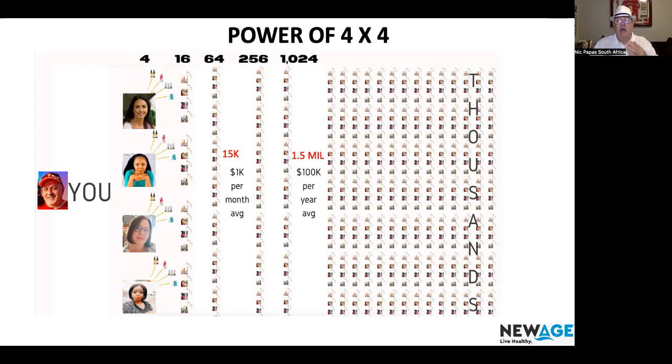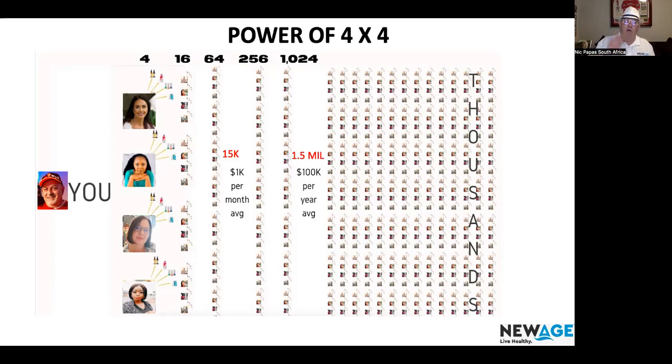Now we work on a multi-level binary. The binary is a left binary and a right binary. So you have a left leg, which is called the power leg, and a right leg, which is called the pay leg. It depends on which is the stronger of the two. Normally, the stronger one is called the power leg.